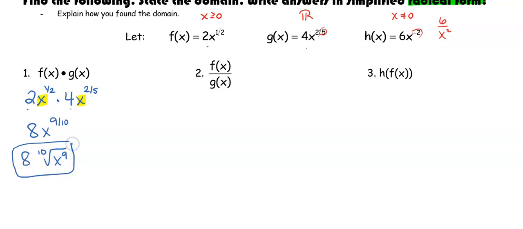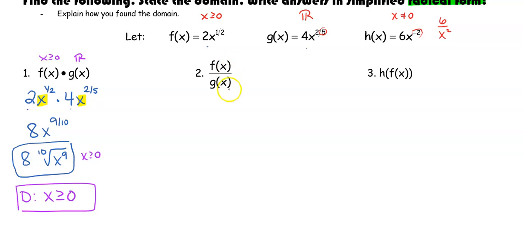Now we need to write the domain. I look at my original function of f of x. This said I couldn't have negatives. G of x was all real numbers. I look at here. I have an even root again, which means I can't have negatives. When I go to assess my domain, I have to look at the original functions and the answer, and I have to combine all of the restrictions together. In this case, I only had the one restriction and it was the same, and that's that it can't be negatives, so it's greater than or equal to 0.